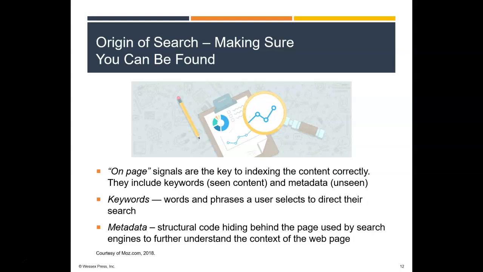Keywords: words and phrases a user selects to direct their search. Metadata is structural code hiding behind the page, used by search engines to further understand the context of the web page.